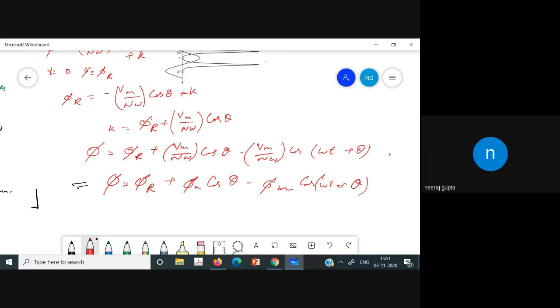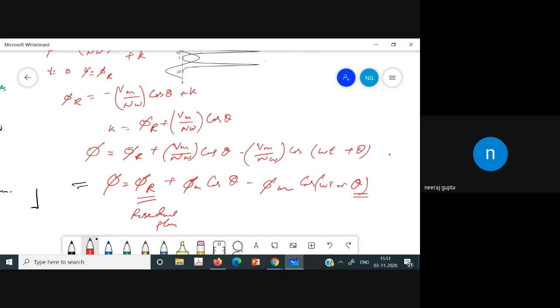So in this case, we have three factors. The first is the residual flux. Then the second is the instant of switching that we have discussed, theta, and the third is the magnetic properties of the core, that is, the amount of magnetizing current required to obtain the particular amount of flux.